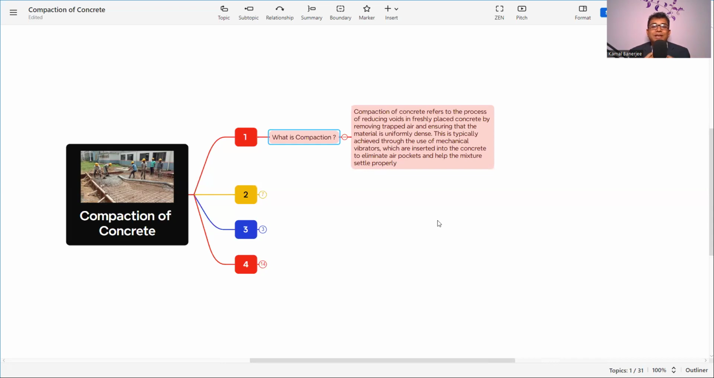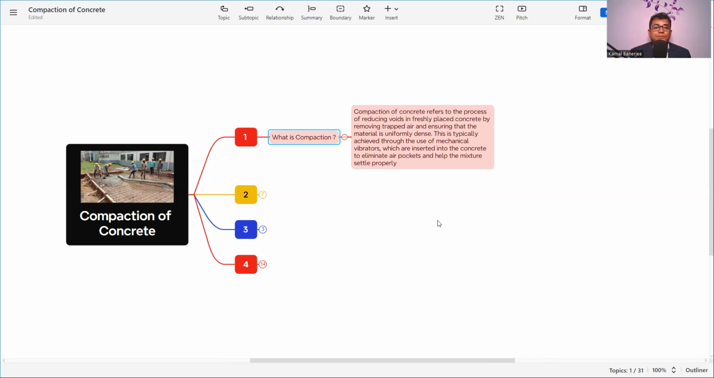Why? Because if there is entrapped air inside the concrete, it will not be uniformly distributed and it will not be dense, or the density will not be achieved. Another thing, it will create voids, and if there is a void, that means strength and durability will be a concern. This entrapped air will pass through to the surface of the concrete and make a crack, and from this crack, water, moisture and other harmful chemicals will get inside the concrete.